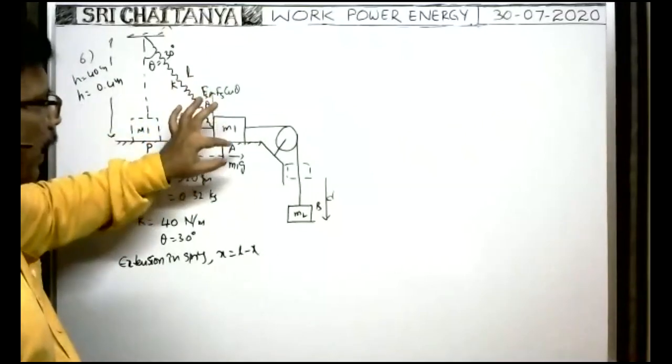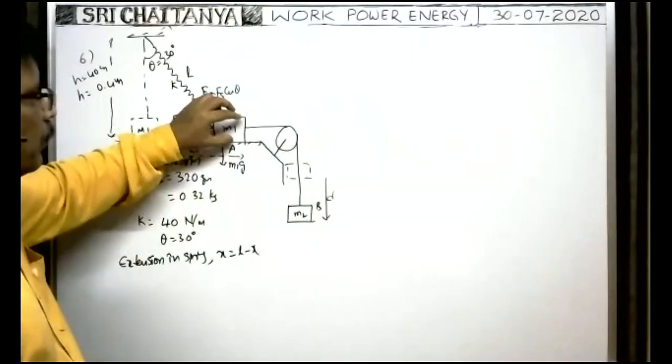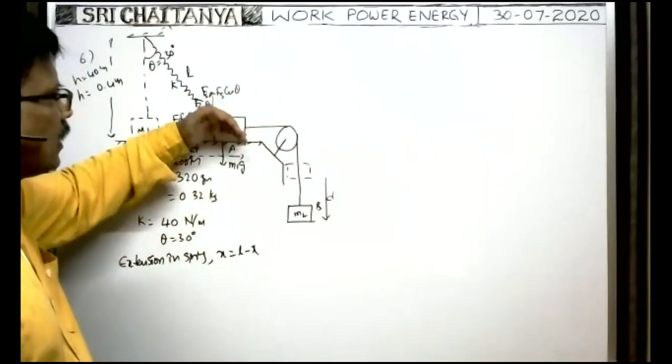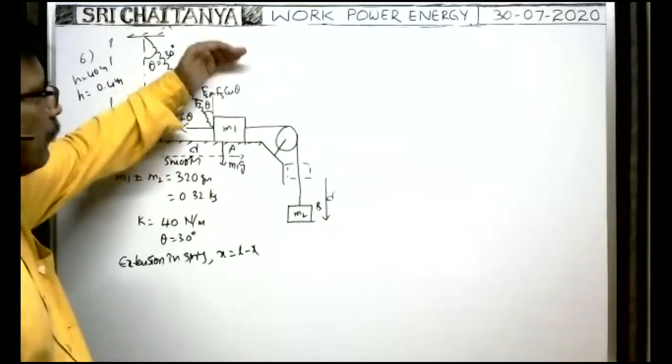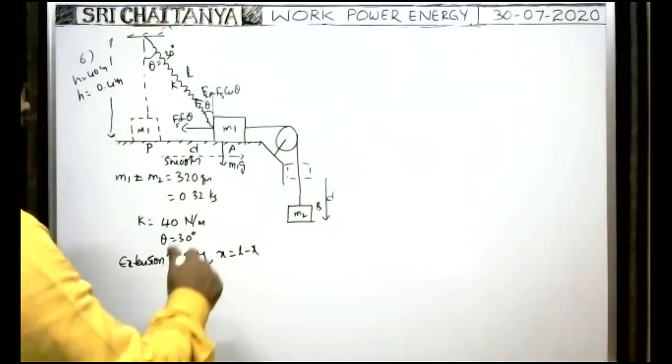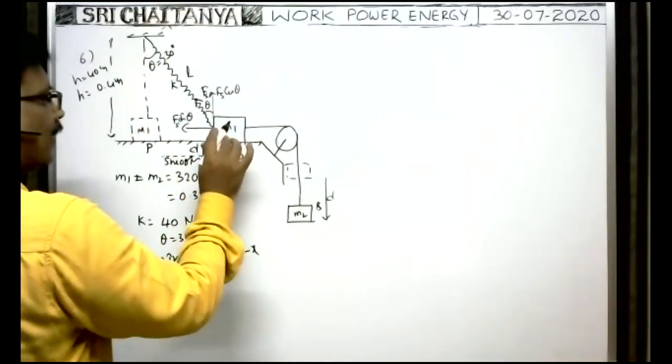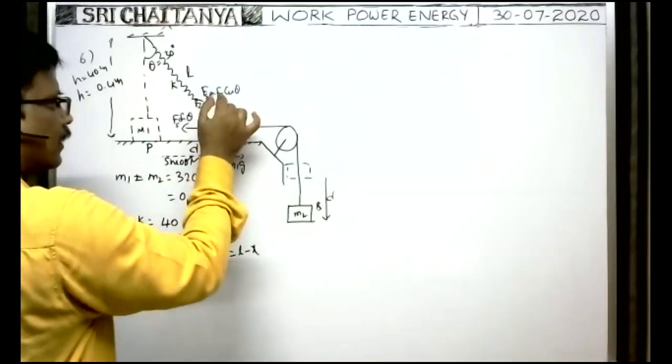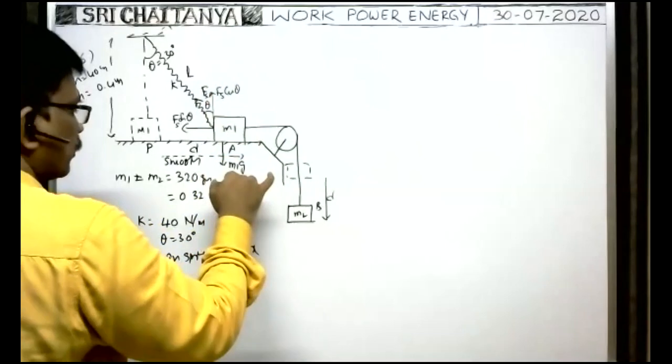Whenever Fs cos theta balances this M1g, then the block starts rising upwards. Whenever it moves further like this, this becomes greater than this one, so the block lifts. Then, whenever the block is ready to leave, or just starts lifting, or breaks the contact with the floor, at that time along the vertical direction the net force must be 0.